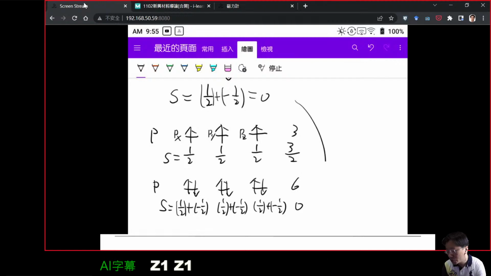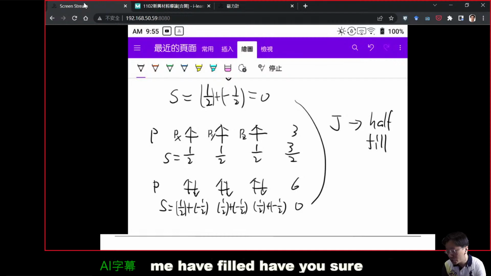So in this case, that tells you if we want to maximize J, we need to look for the half-filled shell. The half-filled shell will give you the maximum. Oh, sorry, S. That would be S.